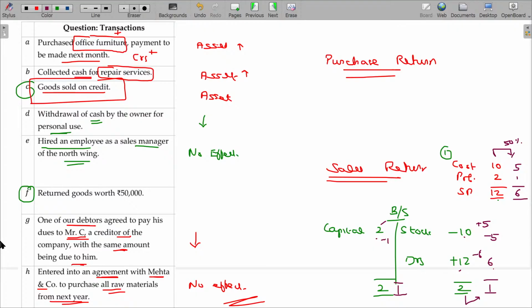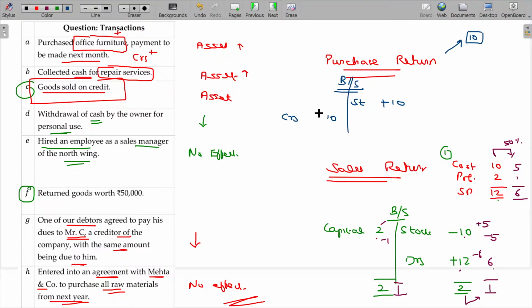Now we'll think the same way for the purchase return also. In case of purchase, we never bother about the profit component in it. So we assume 10 rupees, that's all. On purchase, what could be the journal entry here? Stock increases by 10, and if you are purchasing on credit, creditors also increases by 10. Am I right?